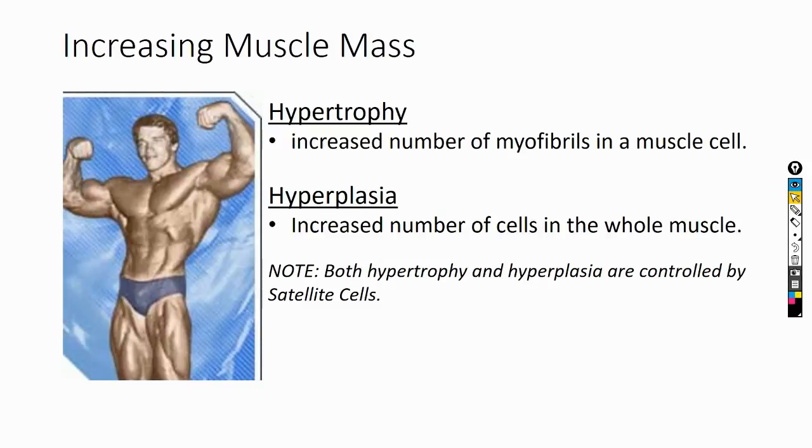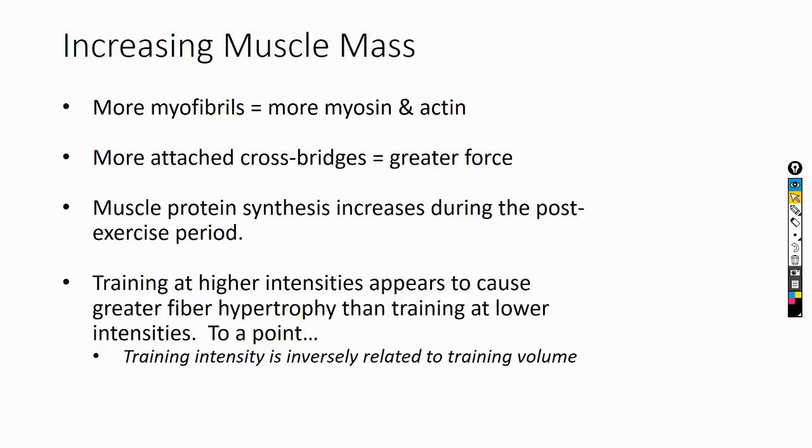All right. Now, hyperplasia is something you may or may not have heard of. Hyperplasia is increasing the number of muscle fibers in the whole muscle. Okay, and it's somewhat controversial, though generally accepted that it does occur. Now, both of these, hyperplasia and hypertrophy, are controlled by something called a satellite cell. All right, and we'll talk about that in a second.